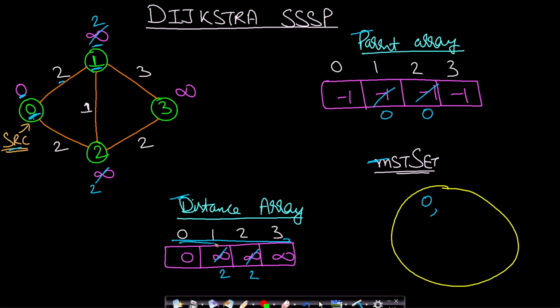Now again parse through this distance array exactly in the similar manner we did for Prim's algorithm and pick the minimum value. Let's assume that we will pick this one because 0 is already included in the MST set. We pick this one, include it in the MST set, and we will relax all the outgoing edges. 0 is already done, so we won't relax this edge.